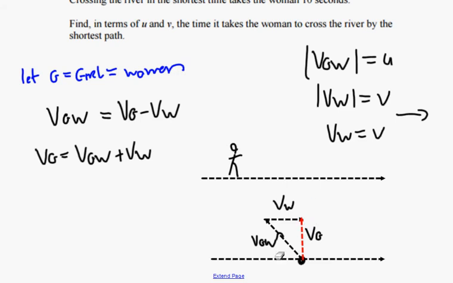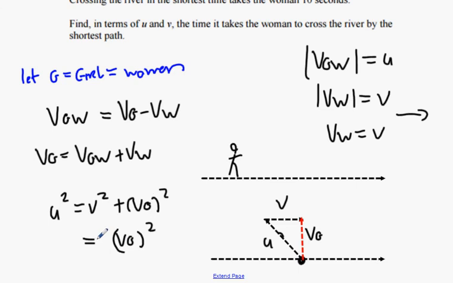Can anybody tell me what's the length, or the magnitude, of the v GW line? U. What is the length of the v W line? V. And by Pythagoras, we'll just call it v G, just leave it as is. So u squared equals v squared plus v G squared. v G squared equals u squared minus v squared. v G equals the square root of u squared minus v squared.